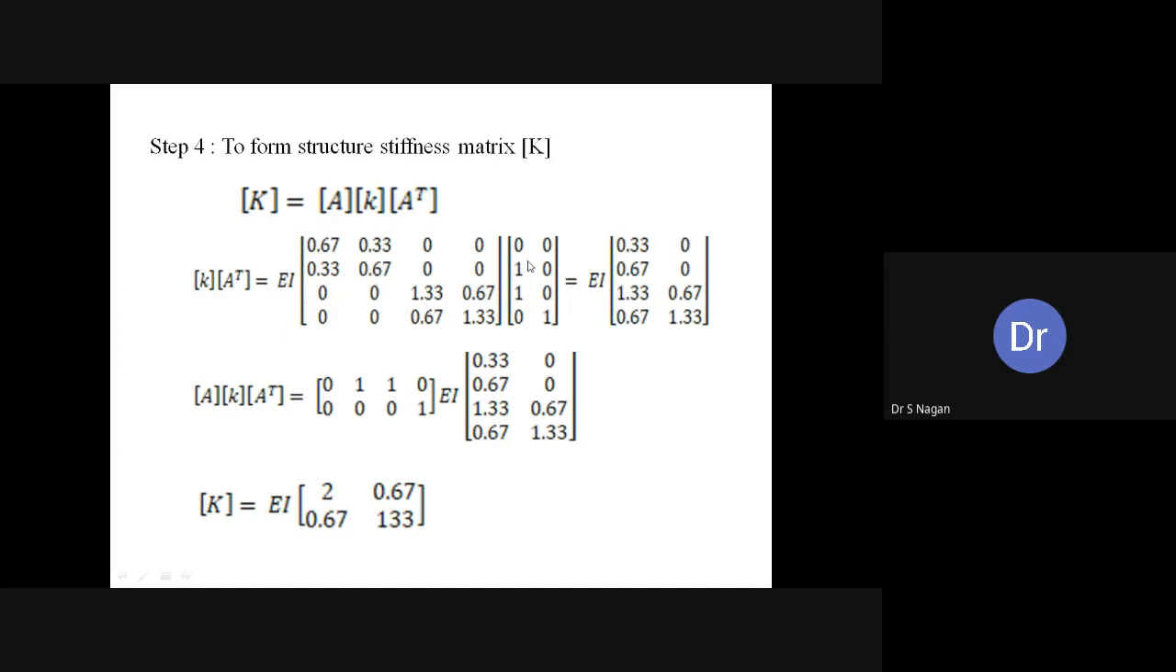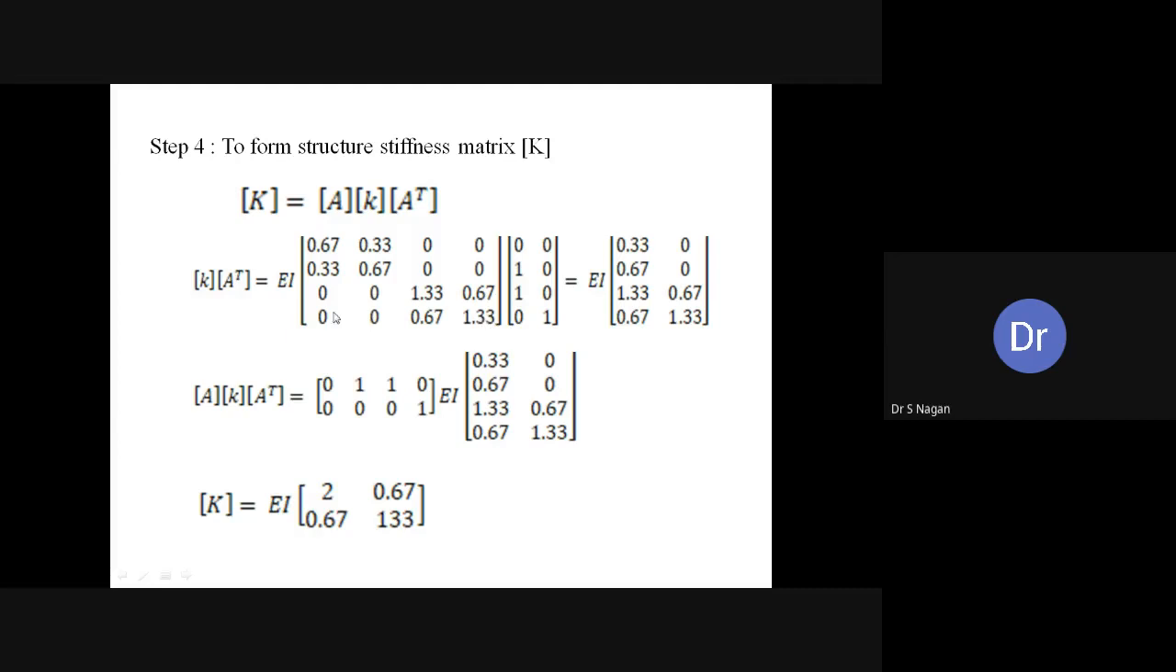Then next row by column: 0.33 into 0 plus 0.67 into 1 plus 0 into 1 plus 0 into 0, that will be 0.67. Then 0.33 into 0, 0.67 into 0, 0 into 0, 0 into 0, so it will be 0. Then third row: 0 into 0, 0 into 1, 1.33 into 1 plus 0.67 into 0, so 1.33. Then 0 into 0, 0 into 0, 1.33 into 0, 0.67 into 1, 0.67. Then last row: 0 into 0, 0 into 1, 0.67 into 1 plus 1.33 into 0, that will be 0.67.